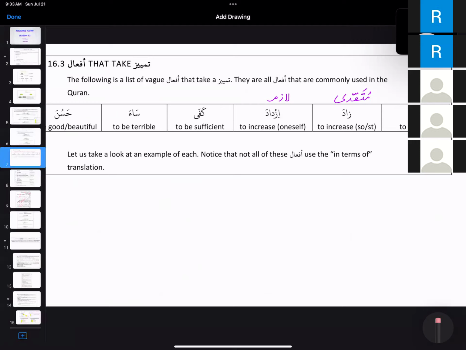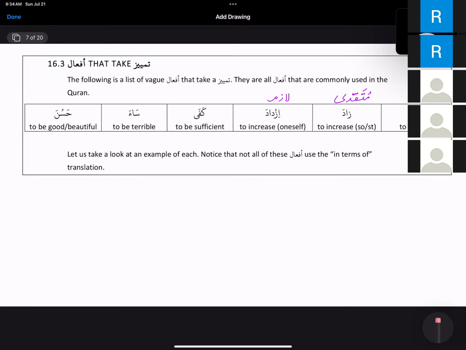Okay, that was a little bit about asma. There is more at the end, but let's see our afal now, and then we're going to discuss afal and asma together. Now, the afal that take tamyiz, the following is a list. Mala'a, to fill; zada, to increase; and then izdada, to increase again. But what's the difference? Izdada is lazim, so the action is only on yourself, and zada is mutaddi. Both of them need tamyiz after them. Then we have kafa, sa'a, hasuna, and there are more, but these we at least need to remember.